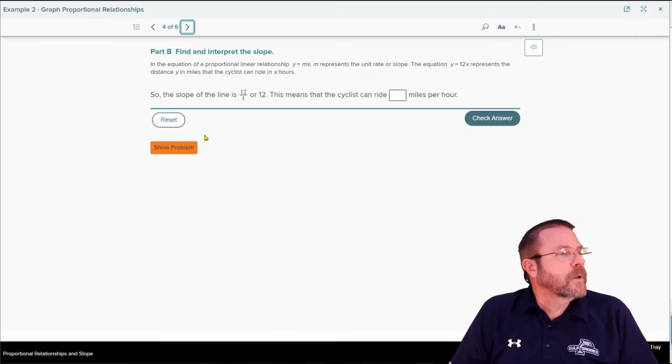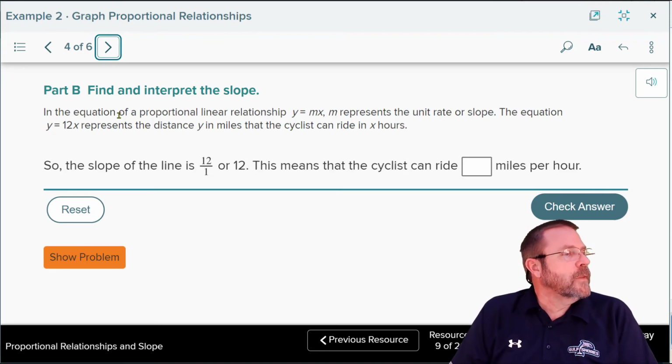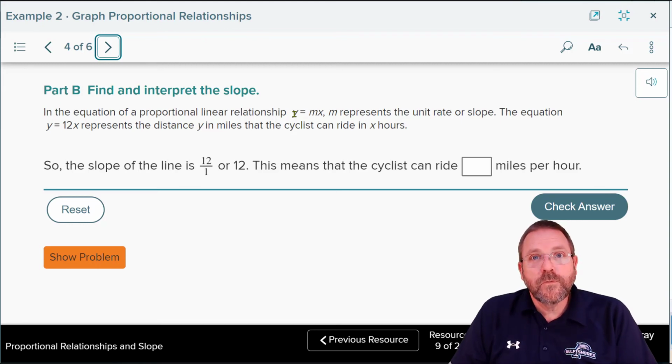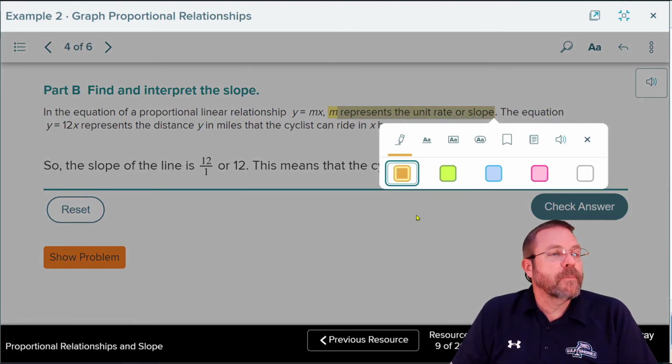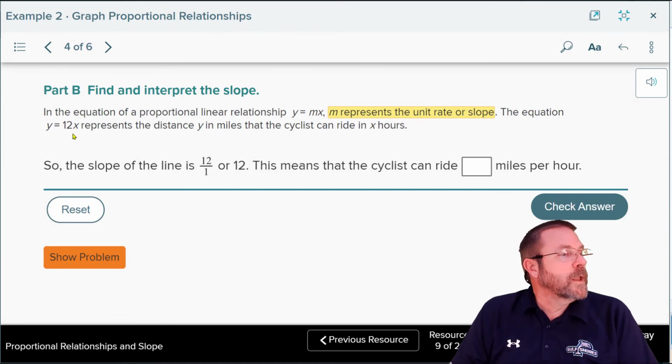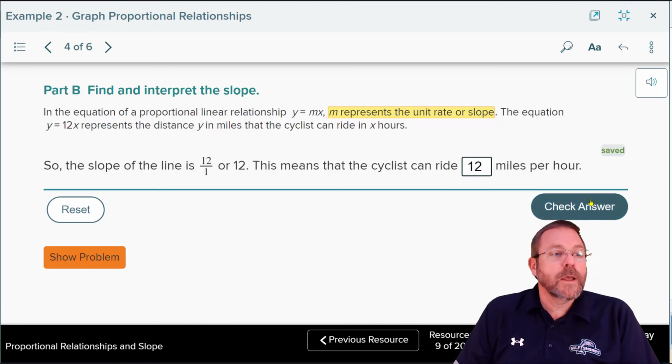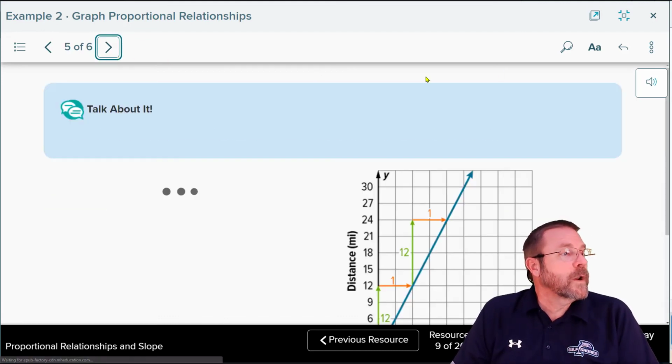And now from here, what can we learn from this? We can say in the equation of a proportional relationship, the equation format is y equals m times x. Your m value represents the slope of the line. Okay, that's important. So in the equation y equals 12x, the distance y in miles the cyclist can ride in x hours, the slope of your line, your m value, is going to be 12 over 1, also known as 12. That means the cyclist can ride 12 miles in 1 hour.